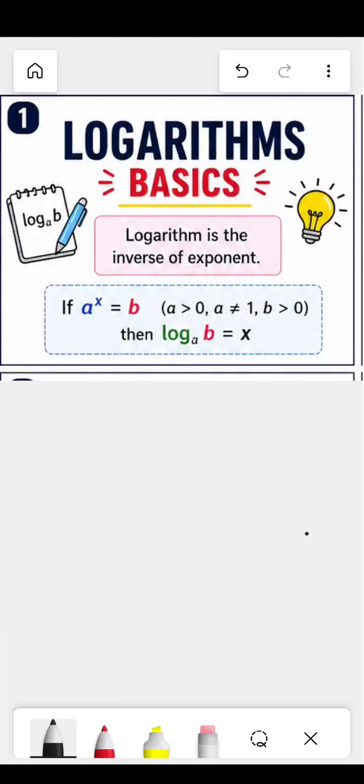Today we are going to learn class 10 maths logarithms. So what is a logarithm? First we have to learn the definition of logarithm. Logarithm is the inverse of exponents. Exponent and logarithm are both inverse to each other.